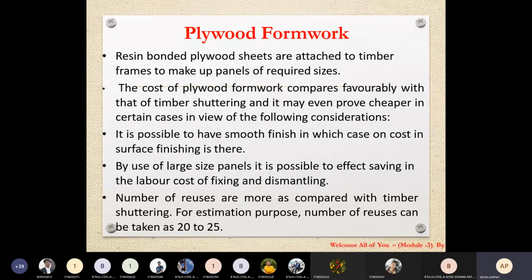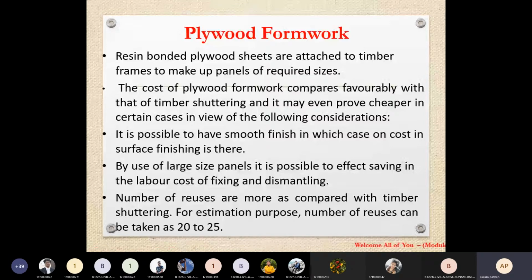Then in today's lecture we will discuss plywood formwork. As far as plywood formwork is concerned, for any commercial, industrial or residential building, it plays a vital role in pouring the concrete, whatever the element may be. If you cast between this formwork, you will get a very good quality finishing surface.